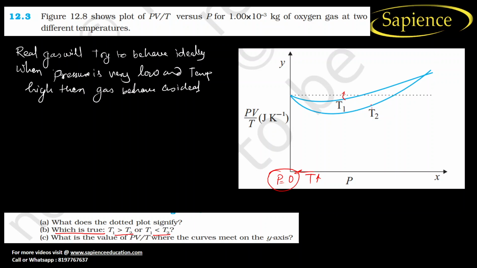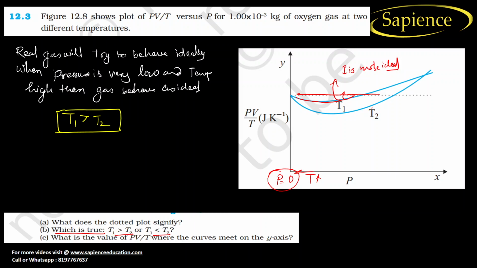Now from the graph we can understand which is more ideal. Is this one more ideal, or T2? Definitely this one is more close to the ideal gas path, so that's why it is more ideal. It means that it should be at high temperature. So the temperature T1 is greater than T2. I hope you have understood this.